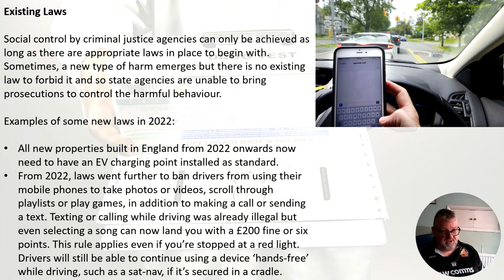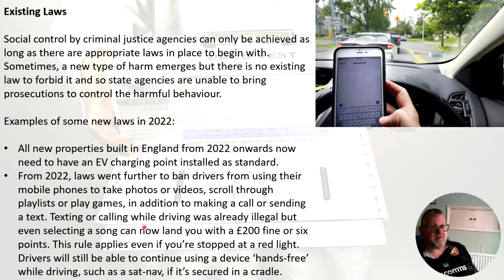But more importantly, the way that phones have changed over the years. Previously, it was illegal to text or make a phone call while you're in the car, but of course now phones do a lot more than that. So in 2022, laws went further to ban drivers from using their mobile phones to take photos or videos, scroll through playlists or play games, in addition to making a call or sending a text. All that had to be added to the law because it wasn't allowed for. It was a new technology that had just come through.